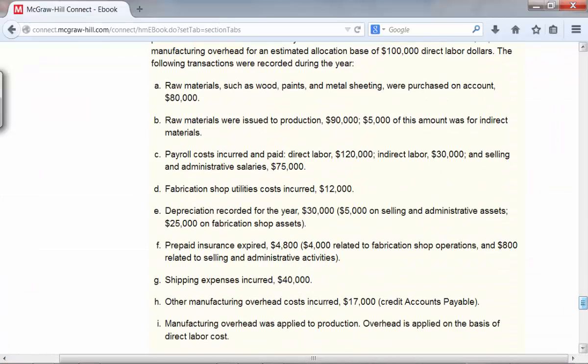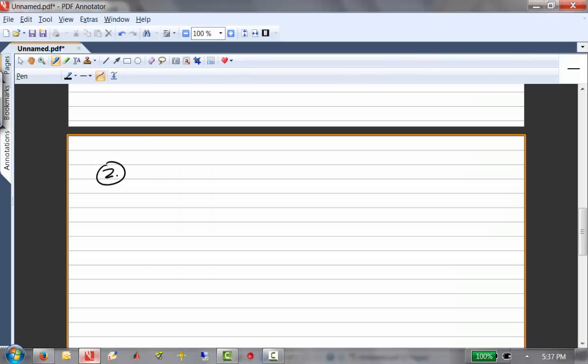So now we want to journalize these transactions. In part A, they bought some raw materials. They bought wood, paints, and metal sheeting. They purchased the raw materials on account, which means they didn't pay cash for them. They put it on their tab. So there's a liability. Assets go up by $80,000, raw materials inventory, and then accounts payable goes up by $80,000. The liability goes up as well.